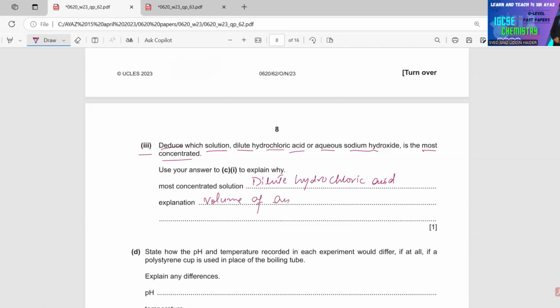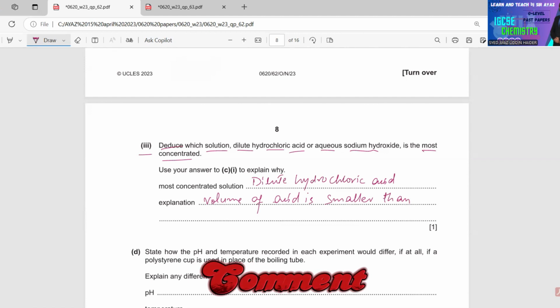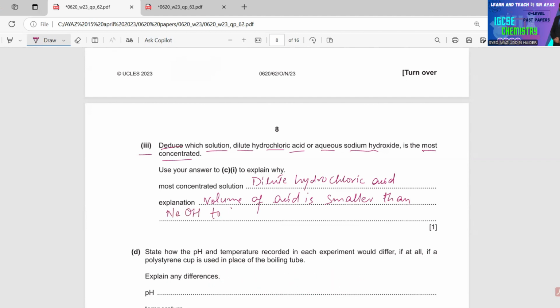Volume of acid is smaller than sodium hydroxide, NaOH, to become neutral.